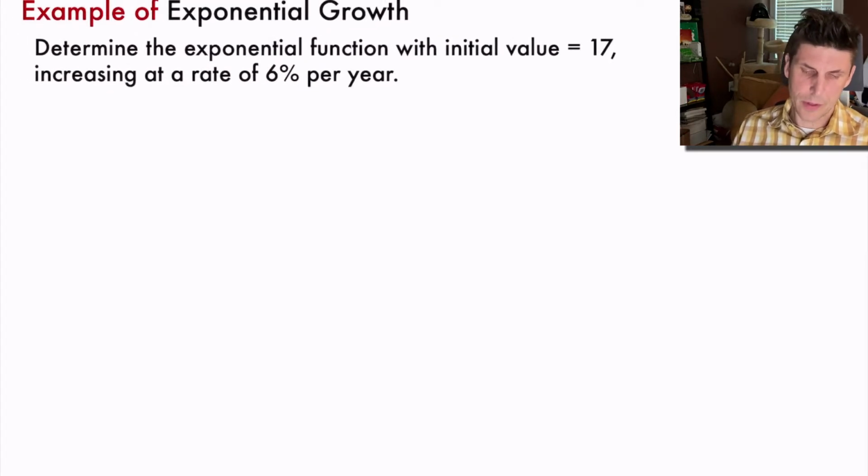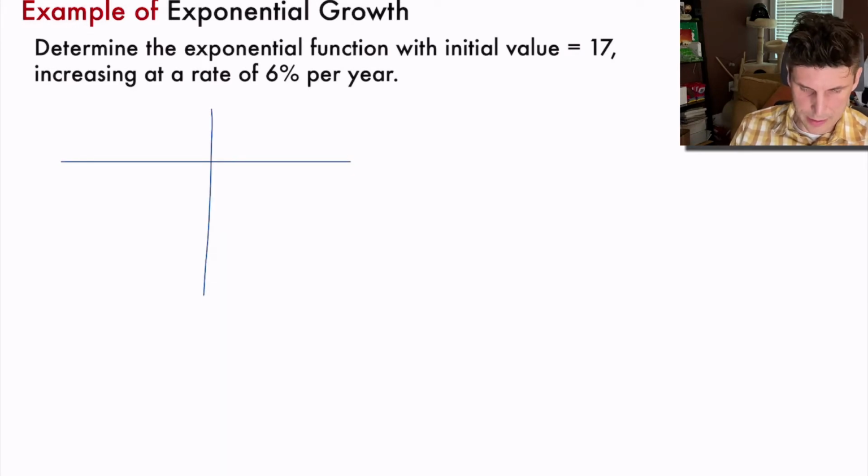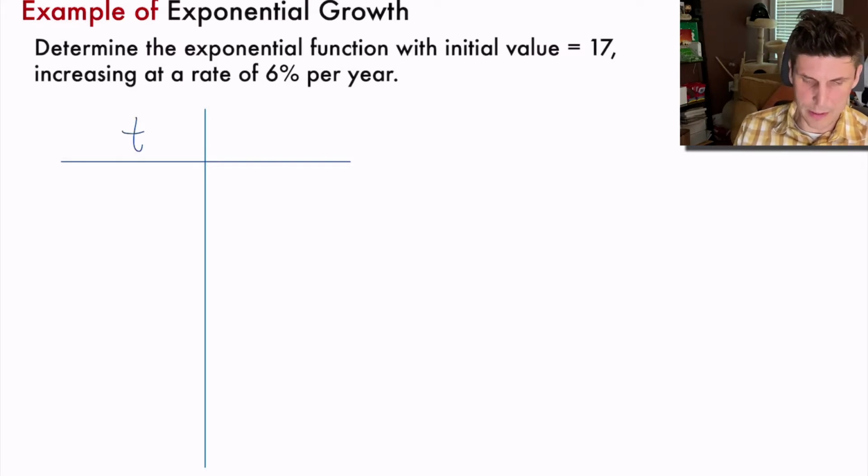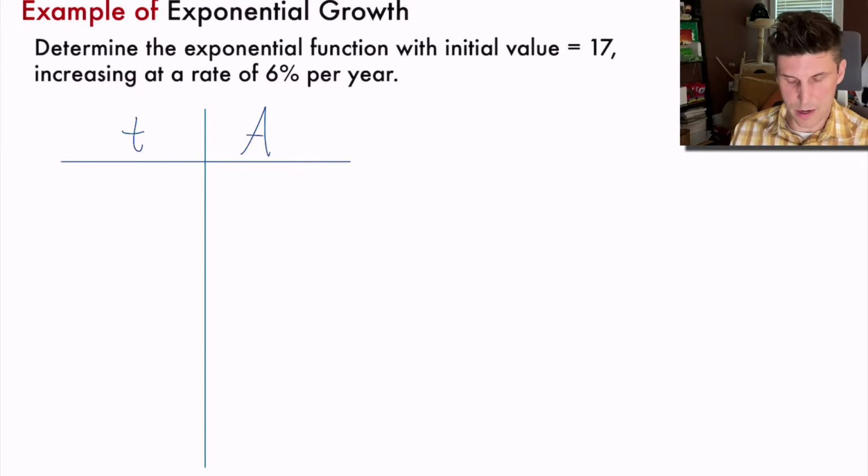So determine an exponential function with an initial value of 17, increasing at a rate of 6% a year. So let's make a little table here. That's like the best way to go about this. And then we can see if we can come up with it. It's just per year. So our variable t for time in years, and value, whatever the output is. I guess we could just say it's an amount. Just say A. So we're starting when t is equal to 0, we have 17.